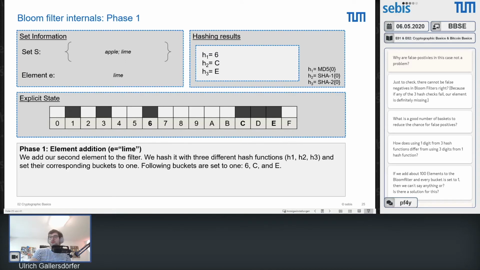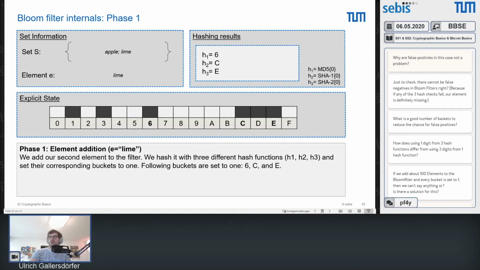Next one: how does using one digit from three hash functions differ from using three digits from one hash function? Very good question. In this case, it actually doesn't, because we need some reliable entropy. We need a function which reliably outputs the same value if we put it in. So we need reliability, or determinism. That's what I was looking for. But in reality, the complete output of the hash function is used. We only use one digit because of simplicity reasons, but usually they are used in total.